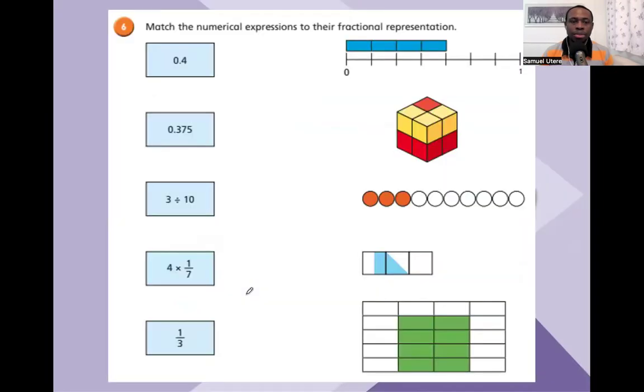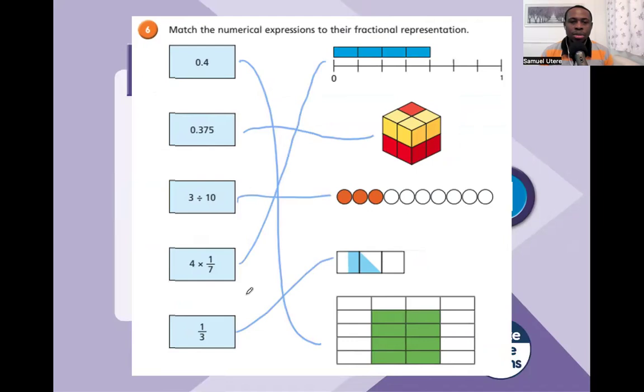It's now time for you to pause the video and answer question 6 in 2 minutes. Assuming you've paused the video and you've answered question 6, here are the answers. So here you can see the fractions. You're asked to match the numerical expressions to their fraction representation.